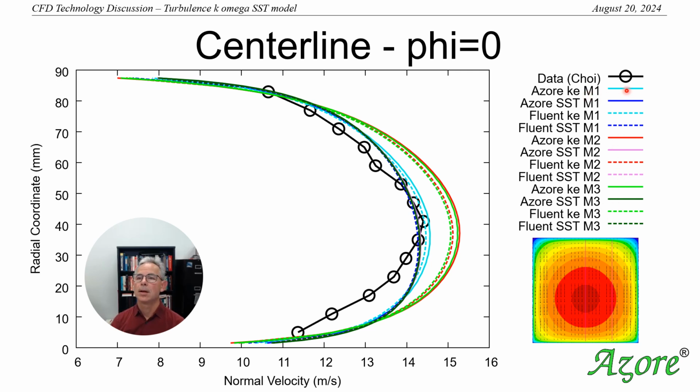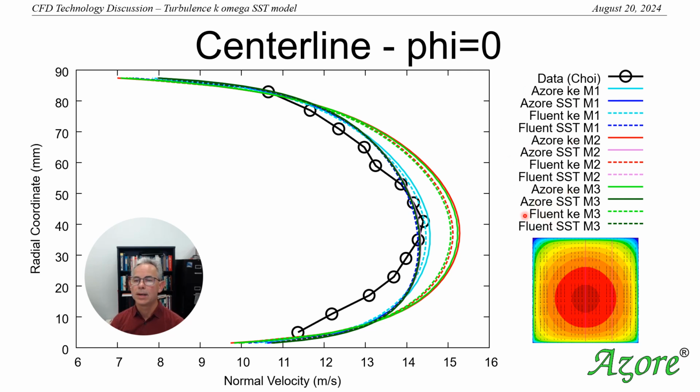And also, the solid lines are going to be for the Azore predictions, and the dashed lines are going to be for the Fluent predictions. And then the magenta line right up here, each one of these, so we'll just review this. The Azore kinetic energy is going to be for the solid cyan line, which would be this line right here.